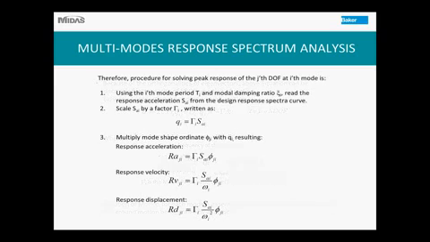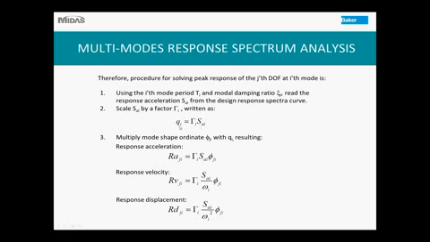So with that in mind, solving your multimode response spectrum analysis becomes simple. You just use the ith mode period Ti and the modal damping ratio zeta i, and read the spectral acceleration SA from your design response spectrum. Then you multiply that SAi by gamma i, because response spectrum analysis is linear. When you scale your input by a gamma factor, you get an output scaled by the gamma factor. So basically, qi is gamma i times SAi.